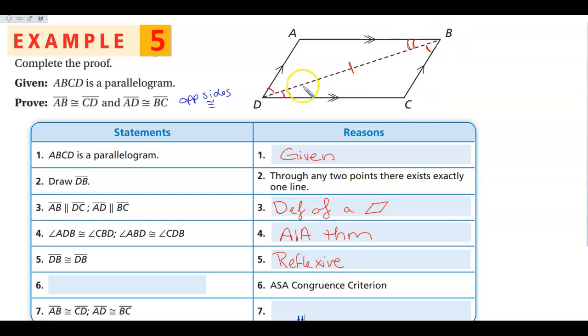So what did I just do? I've got these angles are congruent, I have these angles are congruent, and this side in between them. I know that my triangles are congruent by angle side angle. So I can say that triangle DAB is congruent to triangle BCD. Okay? By angle side angle.